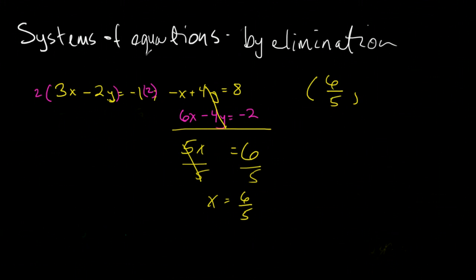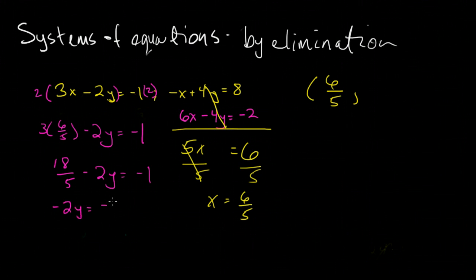So let's figure out what y is. 3 times 6 over 5 minus 2y is equal to negative 1. So that would mean that 18 over 5 minus 2y is equal to negative 1. Or negative 2y is equal to negative 1 minus 18 over 5. Let's rewrite negative 1 as negative 5 over 5. I owe $5 and I borrow 18 more dollars. That means I now owe $23 over 5. Boy, I better get out of debt. That's a lot of money to owe.